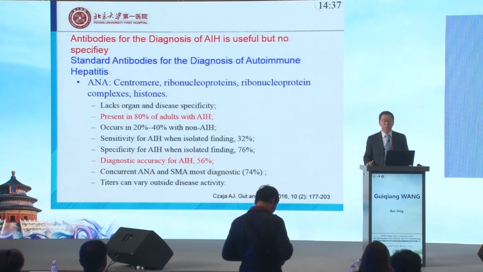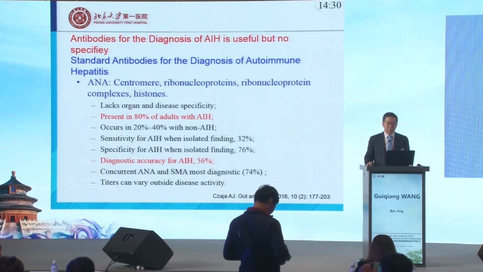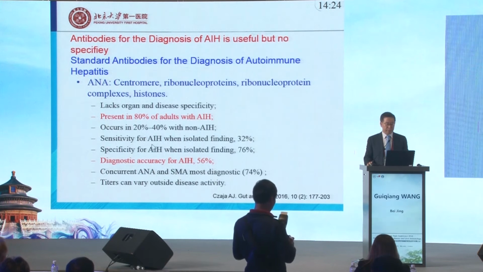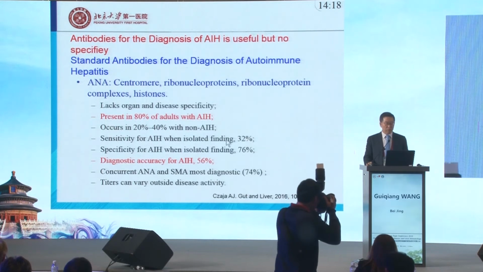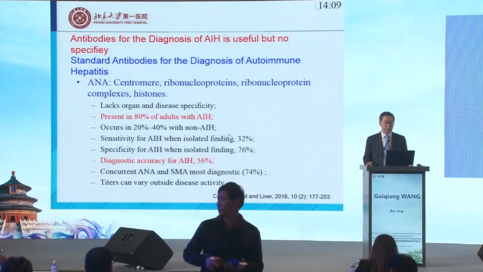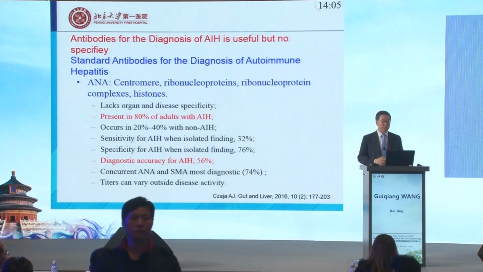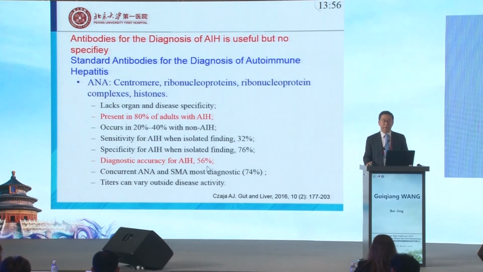Anti-nuclear antibodies, ANA, target centromere and ribonuclear proteins, and it's a kind of complex. It's very useful and popularly used in autoimmune hepatitis, but it's not specific. Many diseases have positive ANA. It lacks organ disease specificity and is present in 80% of adults with AIH, and occurs in 20 to 40% without autoimmune hepatitis. This always confuses us: with positive ANA and elevated ALT, can you diagnose autoimmune hepatitis or not? The diagnostic accuracy for ANA is only 56% in autoimmune hepatitis.